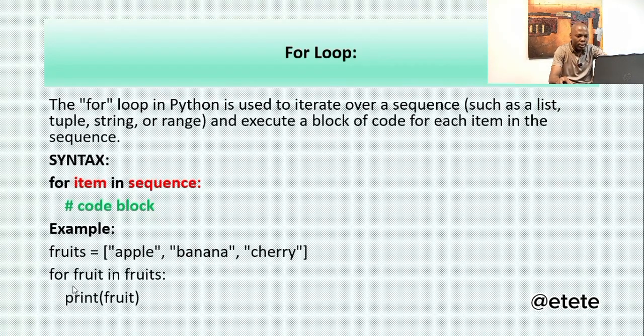So that is what this is. For fruit, which is the second container, in fruit, which is the first container, go in and print out whatever it is that you pull out. That is what this is simply telling us. So for fruit in fruit, print fruit.